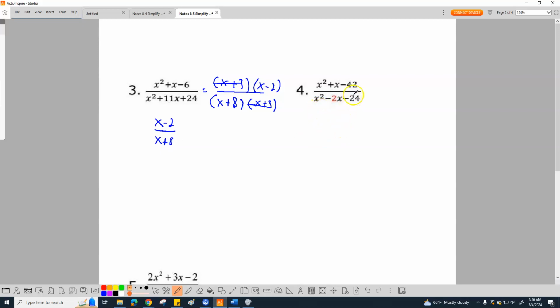So now I'm going to talk about number 4. Number 4 is pretty simple. I'm going to go ahead and factor it. It has x and x. This is going to be positive 7 and minus 6 for the top. And then for the bottom, what am I going to have? I'm going to have an x. What am I going to have? I'm going to have a 6 and a 4. Which one's going to be positive? I think the 4 is going to be positive and the 6 is going to be negative.